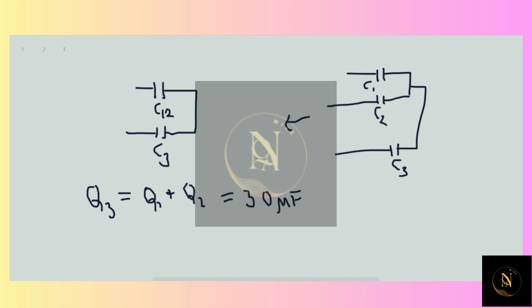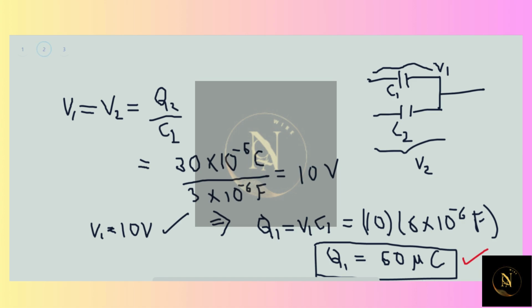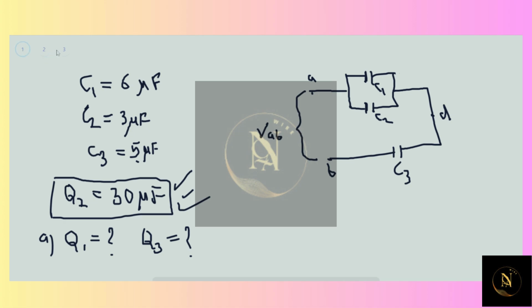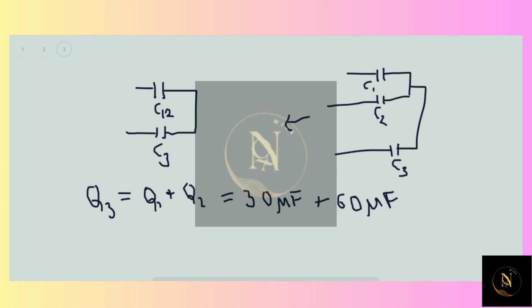My Q1 was 60 microcoulomb, sorry, Q1 was 60 microcoulomb and Q2 is 30 microcoulomb. If I take the sum, it's going to be 90 microcoulomb. So this is the charge on the third capacitor, Q3.